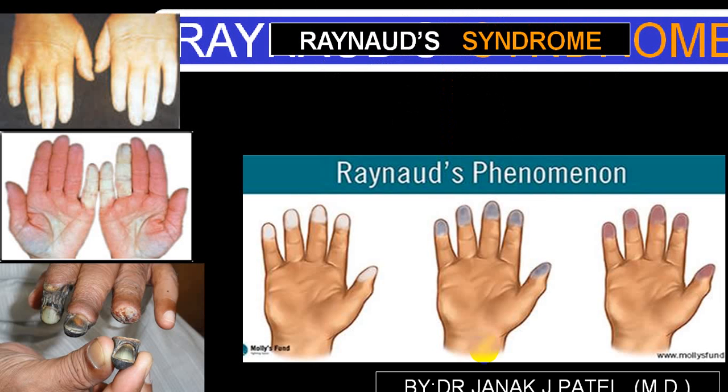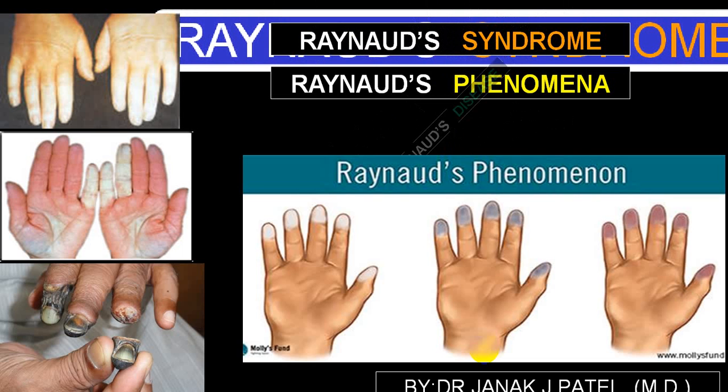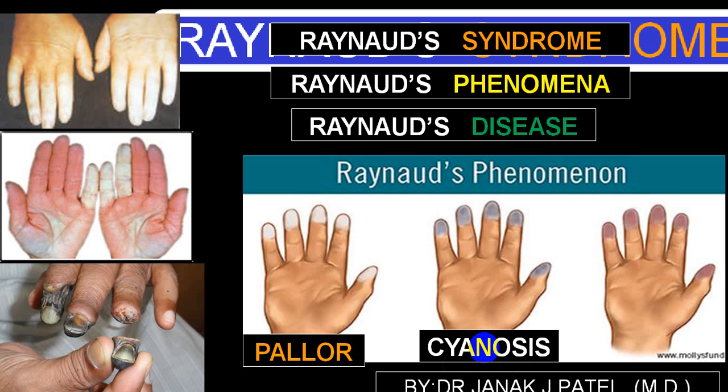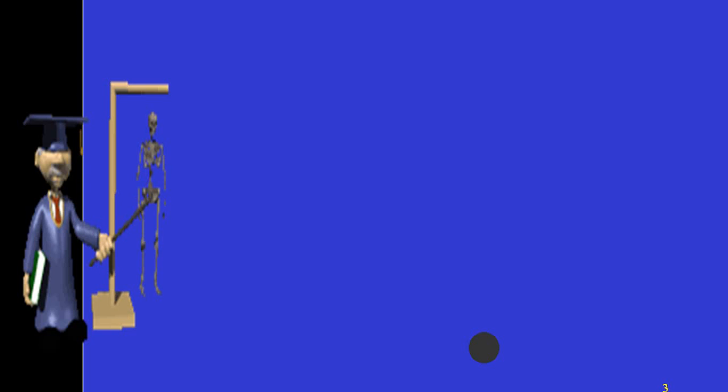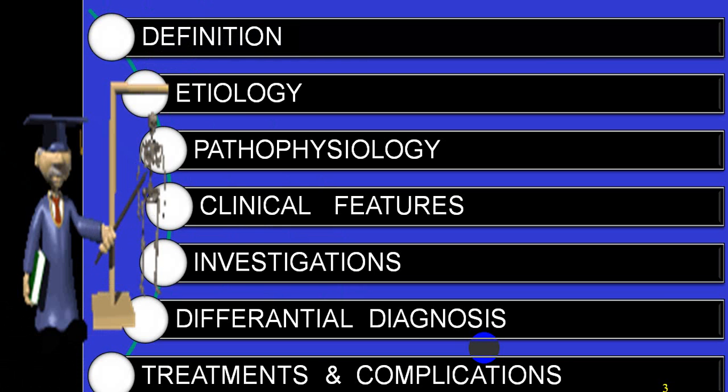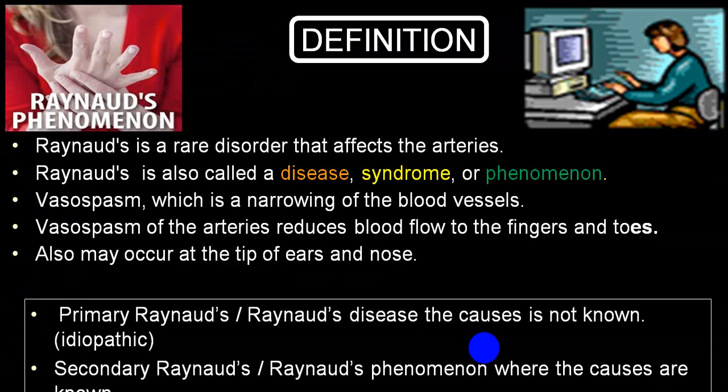There are two common terms which are being utilized, Raynaud's syndrome and Raynaud's phenomena. Also, there is one word called Raynaud's disease. Raynaud's phenomena will include pallor, followed by cyanosis, and then redness. As usual, we'll be discussing under these headings. That is definition.